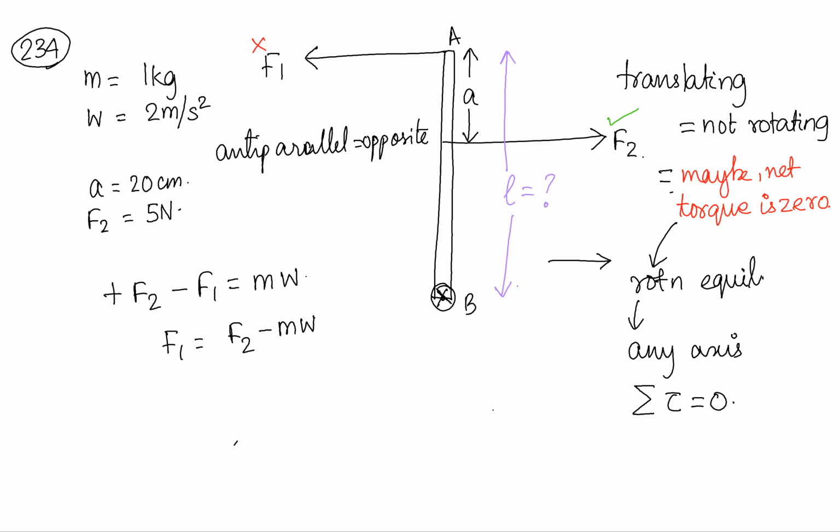So if you want, instead of choosing B as the axis of rotation, you can also choose the center of mass of the rod, which is the midpoint of the rod, as the axis of rotation. This is also okay. So let's choose this as the axis of rotation, the midpoint. What are the torques acting on it? There are two torques acting on this thing. One is because of F2 and the other one is because of F1, and both of those torques balance out.